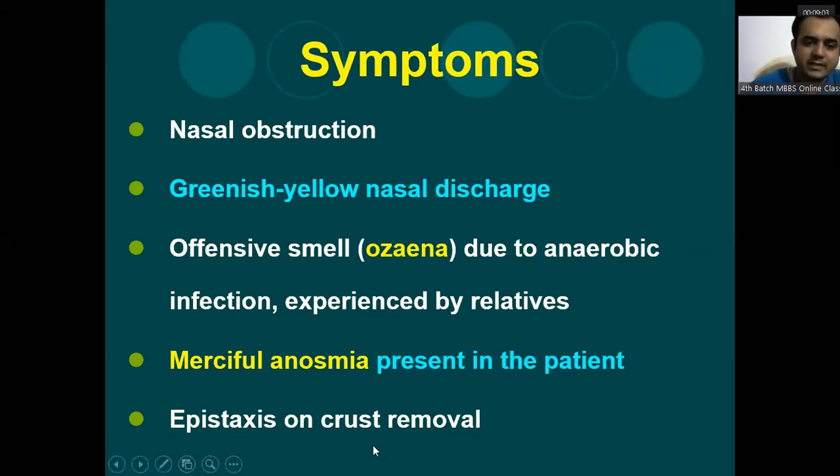And epistaxis, crust removal. If you see that the crusts are causing obstruction of the nasal cavity, and you put the nasal speculum and, using the Tilley's forceps, try to take it out, then it will cause bleeding.